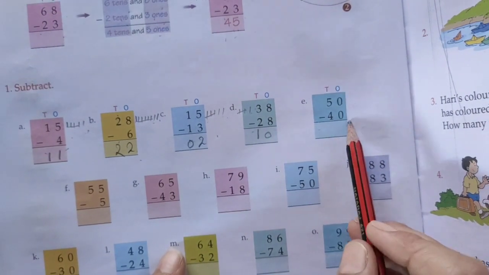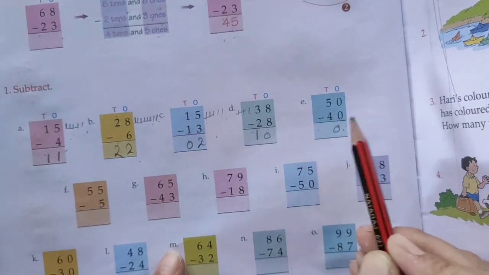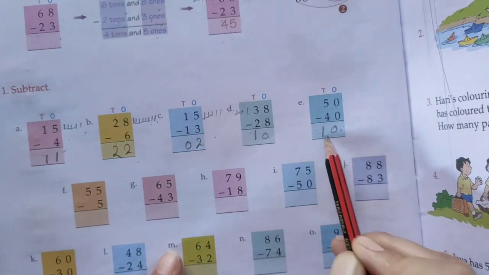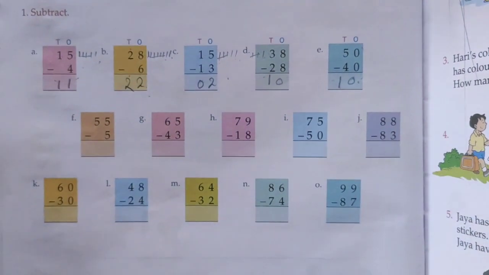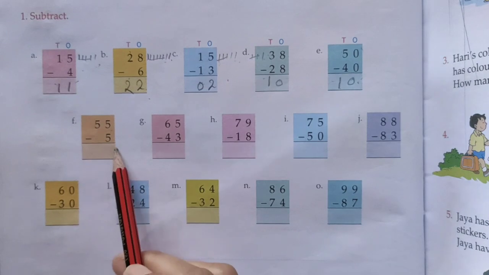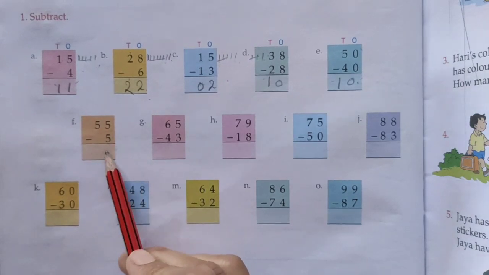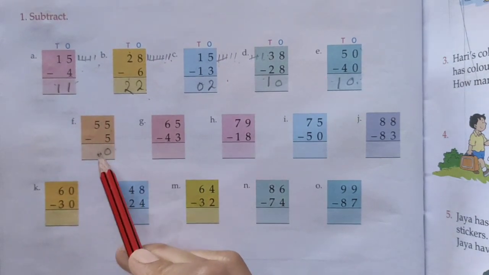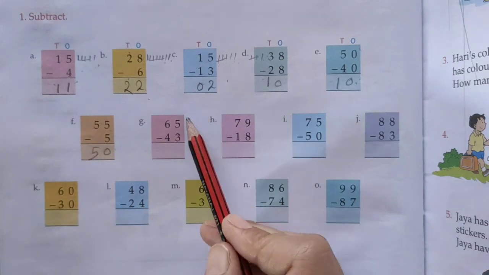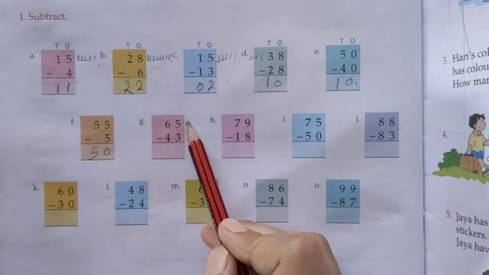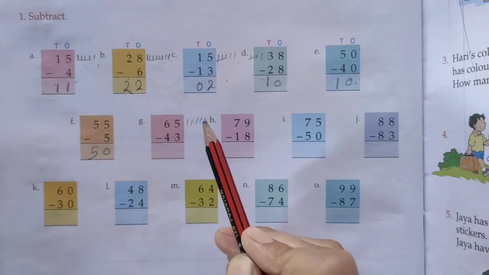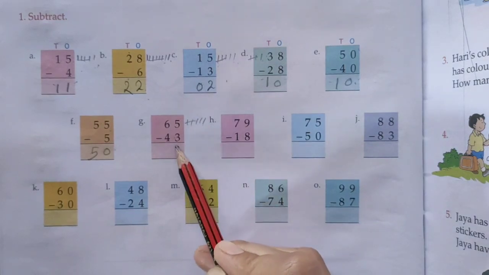50 minus 40. 0 we write as it is. 5 minus 4 is 1. 55 minus 5. 5 minus 5 is 0. 5 as it is. 5 minus 3. 1, 2, 3, 4, 5. We cut 3 lines. 2 is left.